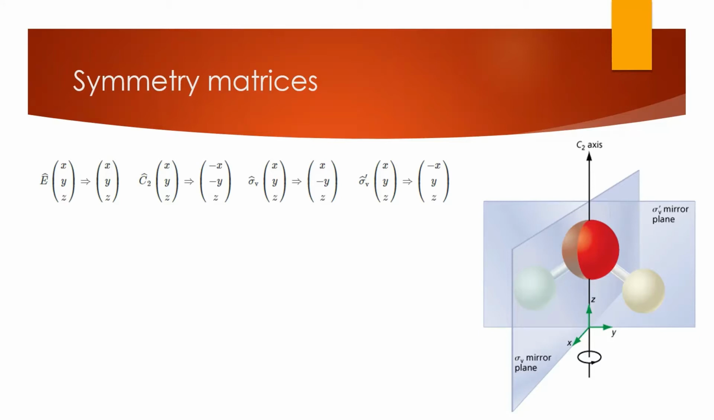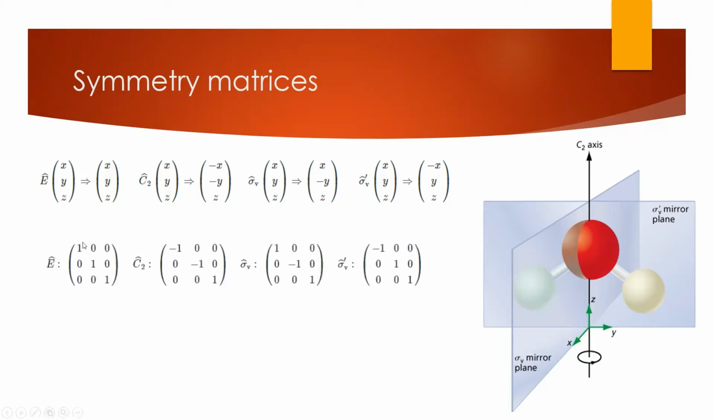Now, it turns out that we can construct matrices that describe this change. So for example, let's look at this E matrix, where I have 1, 0, 0, 0, 1, 0, 0, 0, 1. What I'm going to do is multiply my vector x, y, z against this matrix here. And then what do I get? We'll have to dig back and remember how to do matrix multiplication, and we'll do some of this in class.